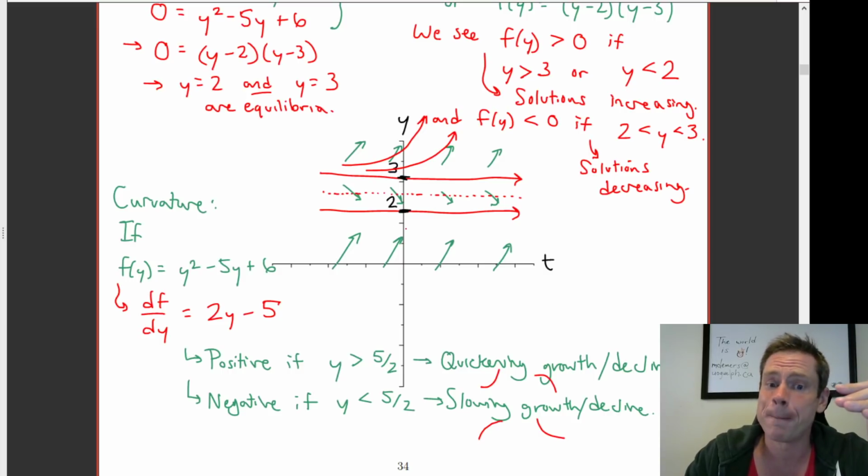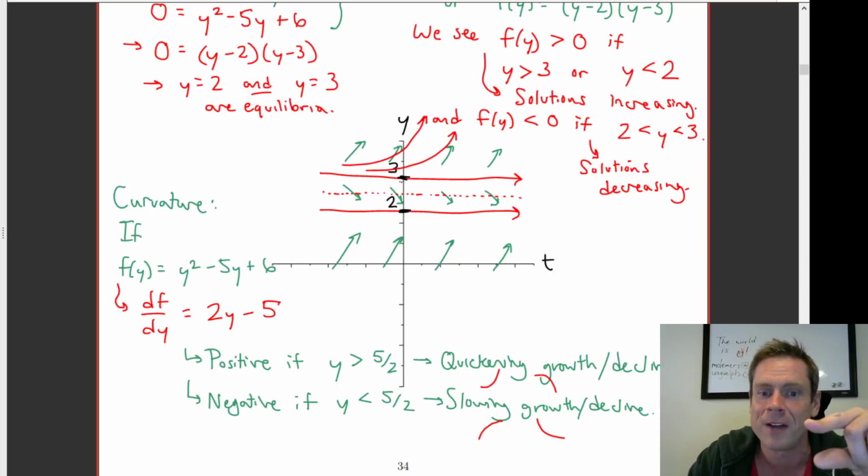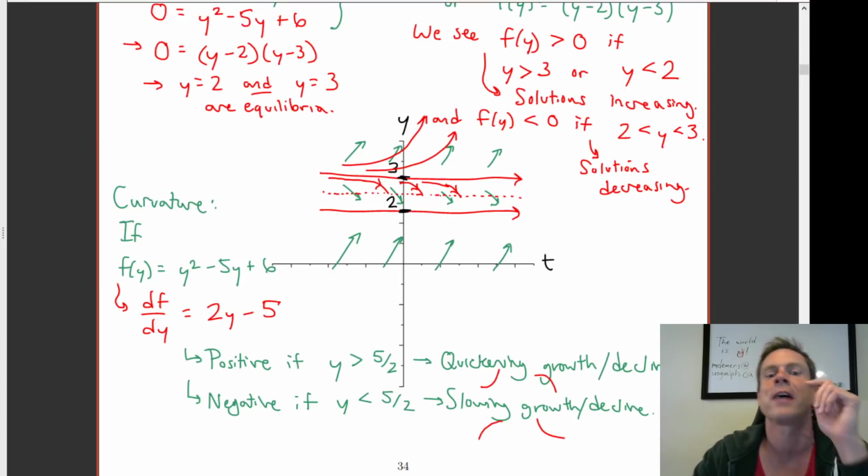I'm going to go into this region between 2.5 and 3. If my solution starts at like, say, 2.8 or 2.9, I'm going to be decreasing because that's what I determined before, but I have quickening growth and decline because I'm greater than 5 halves. So my solutions are going to dive downward, downward, downward, until I hit that dotted line. And that's going to be true no matter where I start, even if it's back here, or even if it's up here. These solutions will extend backwards as long as you like, but it's hard to draw because they're tightly packed together here.